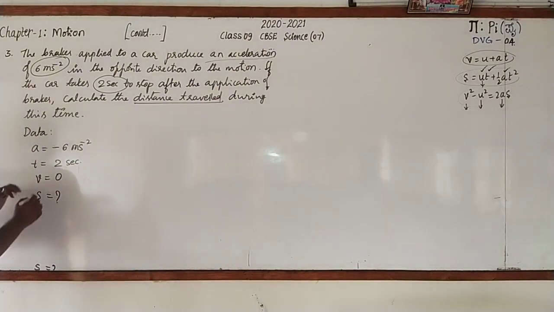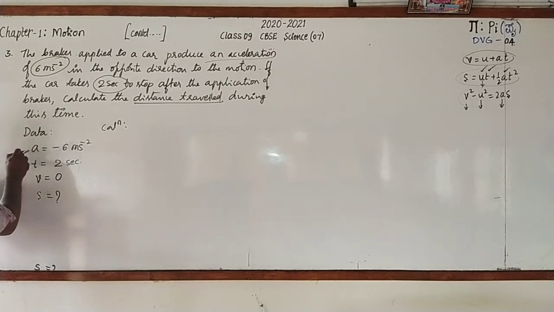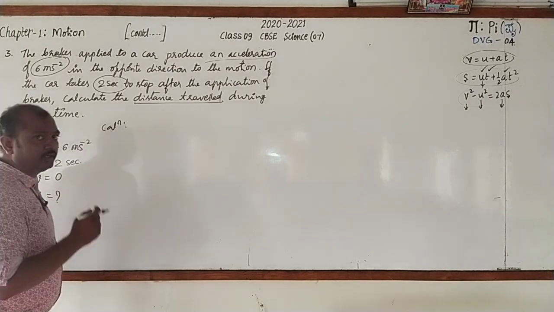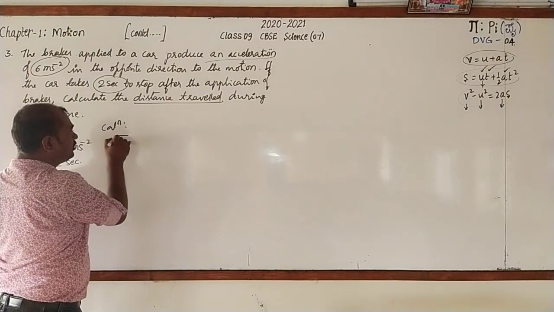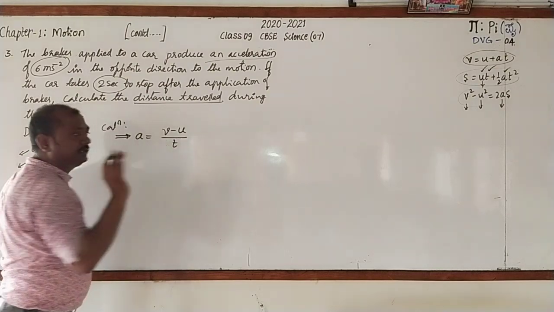You can go for finding u by using which formula? You know that acceleration, time, and final velocity are known. You are going to find out the initial velocity. To find the initial velocity, you will use the formula a equal to v minus u by t.